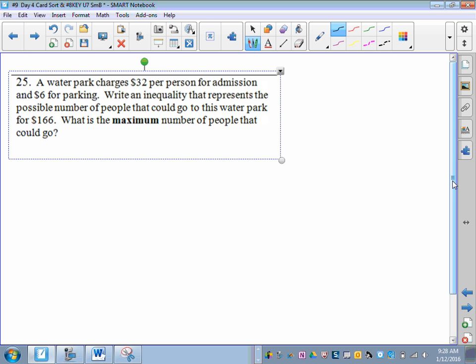All right, so number 25, it says a water park charges $32 per person for admission and $6 for parking. Write an inequality that represents the possible number of people that could go to this water park for $166. What is the maximum number of people that could go?